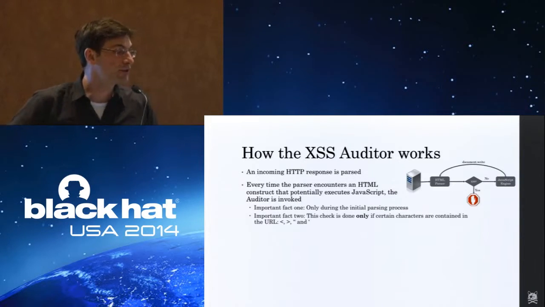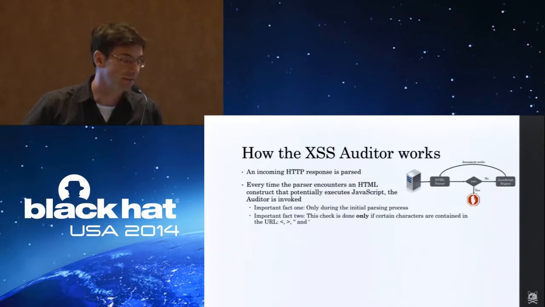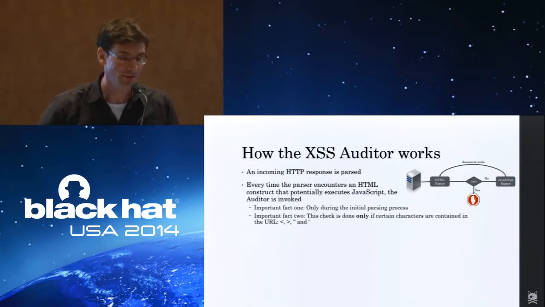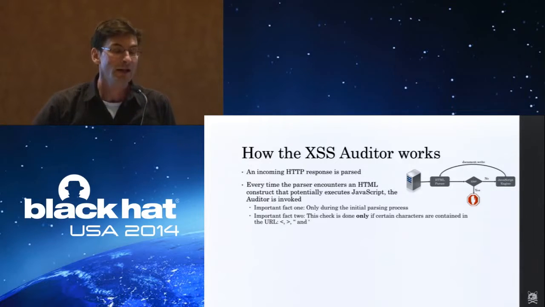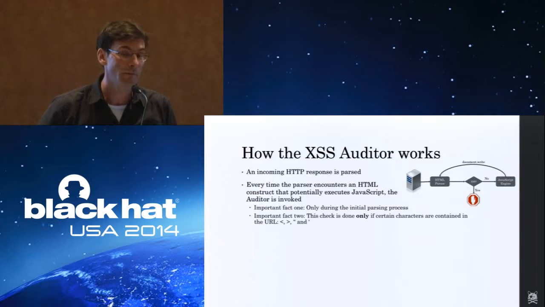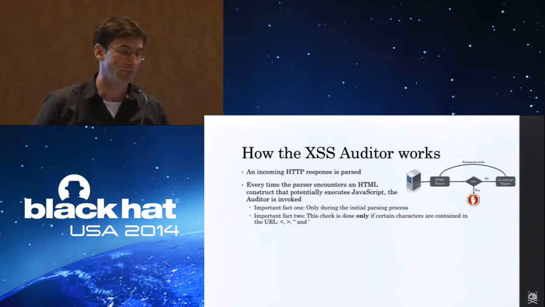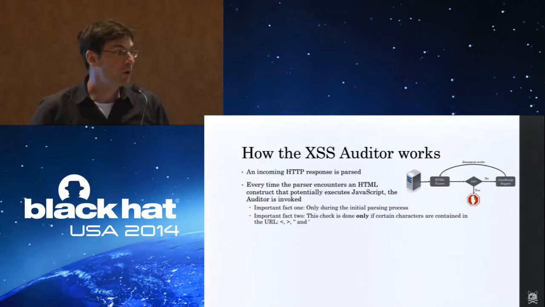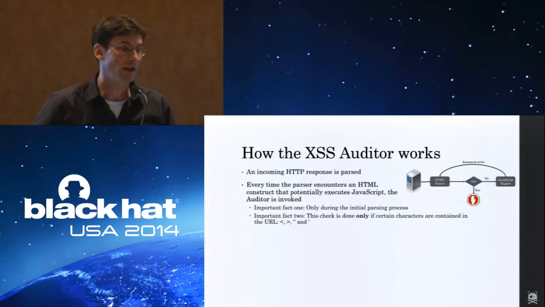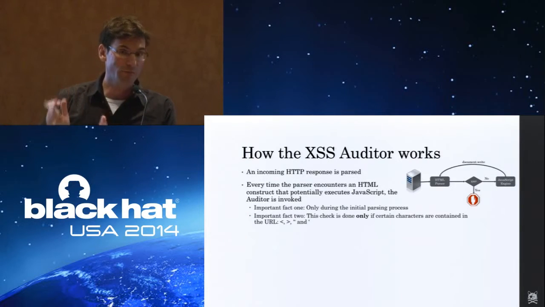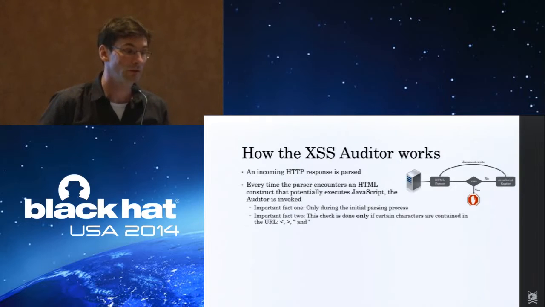You have to remember them because they are one of the keys to building the bypasses. So the first condition is the auditor only does the matching process, so the looking for the JavaScript in the request, if the HTML construct that executes JavaScript is encountered in the initial parsing process. So you get the HTTP response, and then you parse everything that's in the HTML response. There might be more HTML coming into the page using something like innerHTML, outerHTML, things like that, that also invoke the HTML parser. These so-called document fragments don't invoke the cross-site scripting filter.